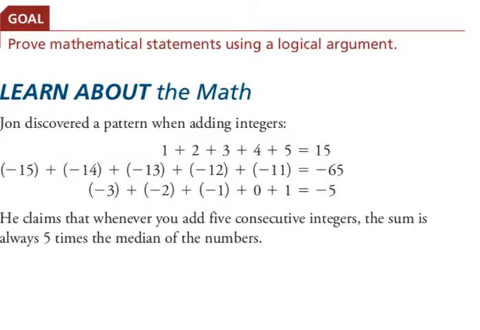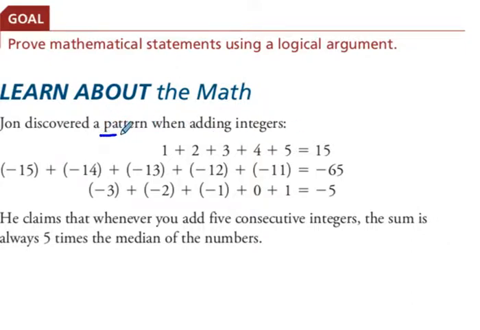In this example, we are proving mathematical statements using a logical argument. Now, in previous examples, we were not proving. We were coming up with conjectures, and let's talk about the difference between those. So in this case, we have John. He's discovered a pattern when adding digits.